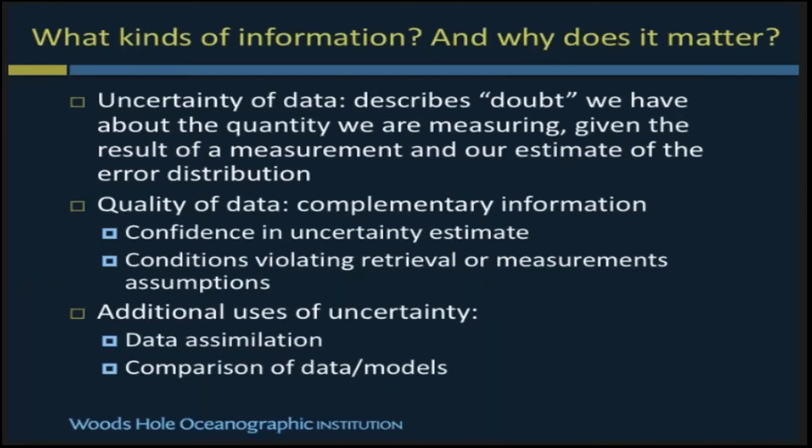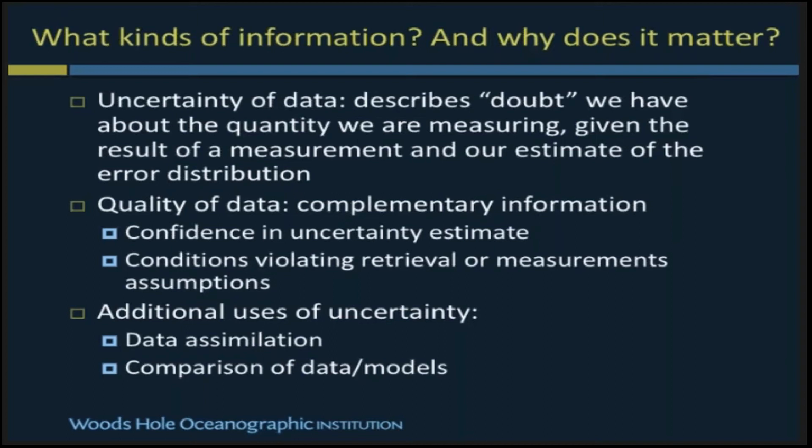With 10 minutes, I really don't have time to go into too many different aspects of it, so I thought I'd focus a little bit on uncertainty. Uncertainty, the way that I'm talking about it here, and which is often used in our field, describes the doubt that we have about the quantity that we're measuring, given the results of some measurement, and then our estimate of the error distribution of that measurement, which is distinct. I'm making a distinction here between that and the quality of the data, which I think of as complementary information, which could be a number of different things.